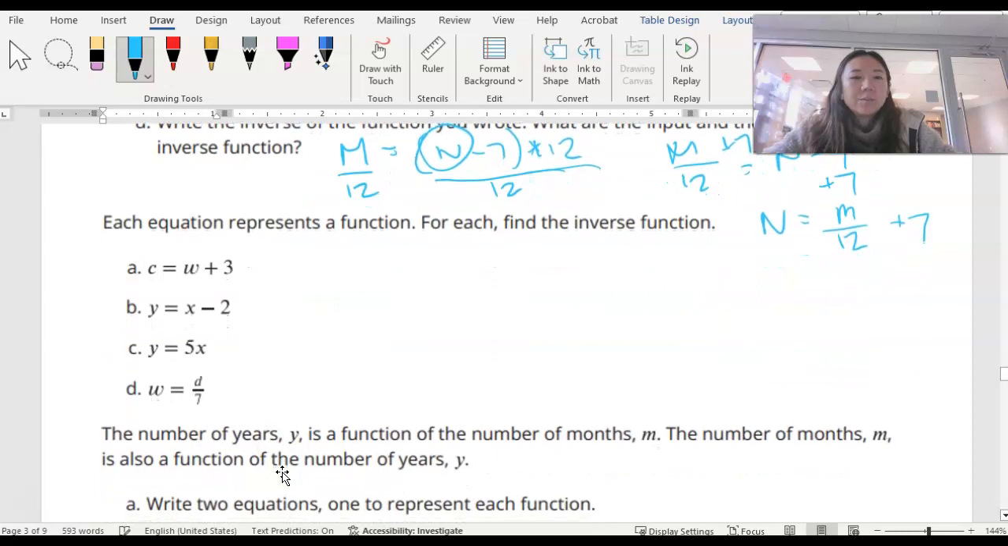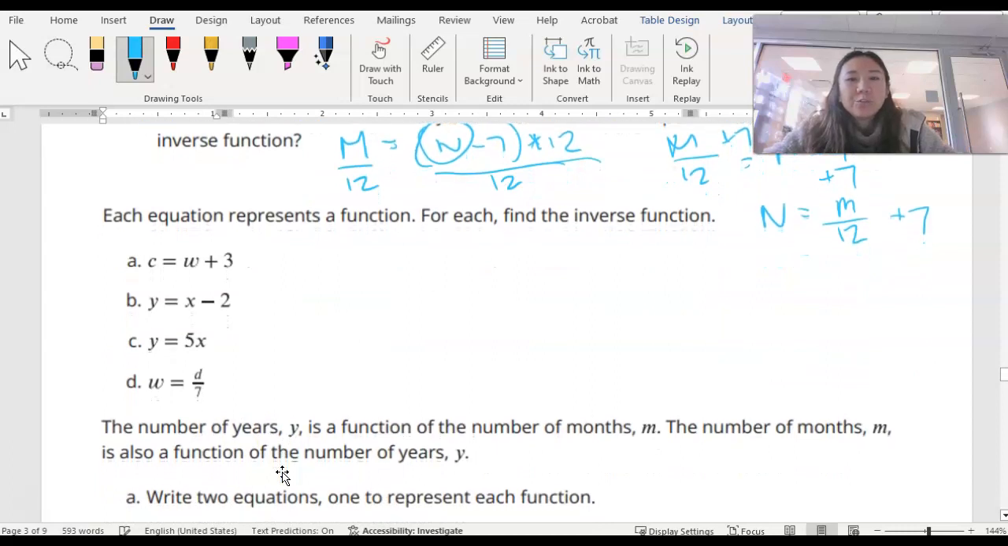All right, this next one: each equation represents a function. For each, find the inverse function. So here what we're doing is we're just solving. This is the input in this situation, but we want to solve now to make this the output and this the input. So I'm going to subtract 3 from both sides, and w equals c minus 3. These are very similar to literal equations that we looked at before, when someone tells you to solve for the variable that's in the equation.